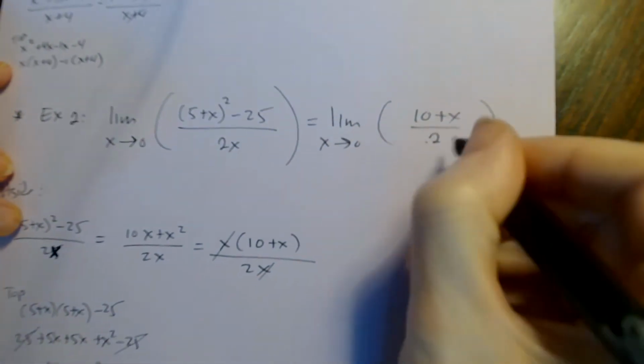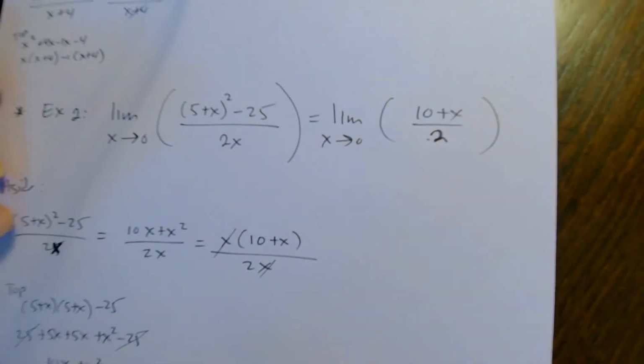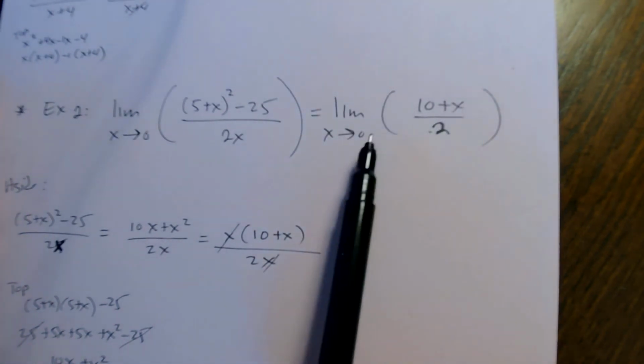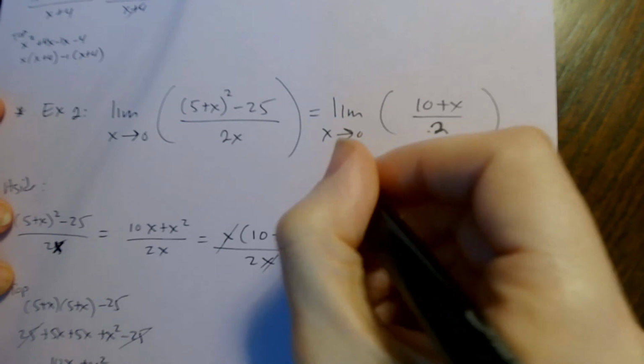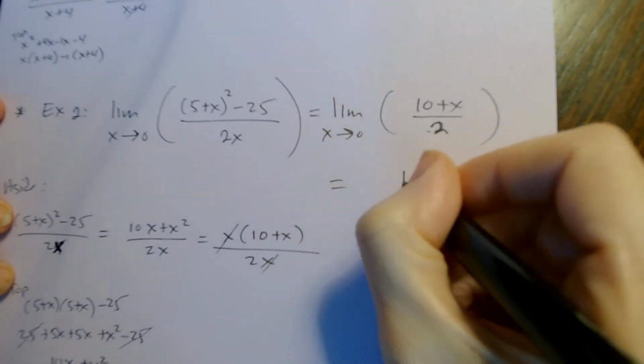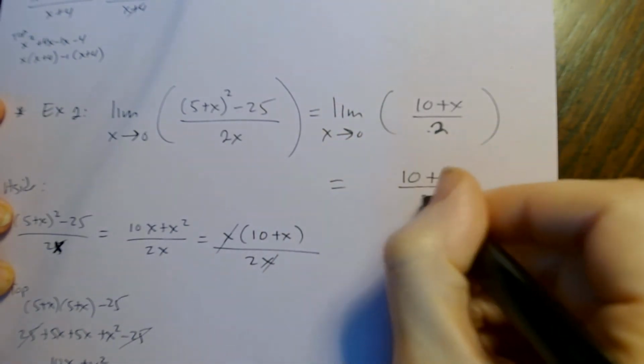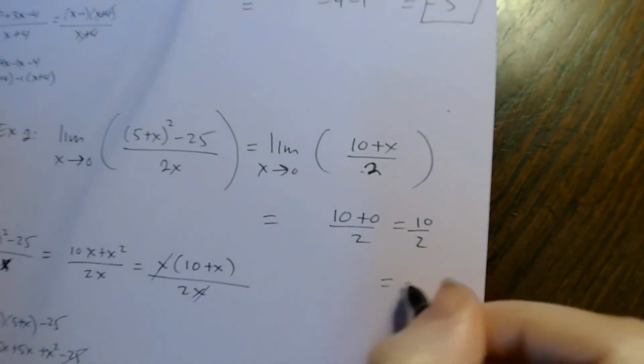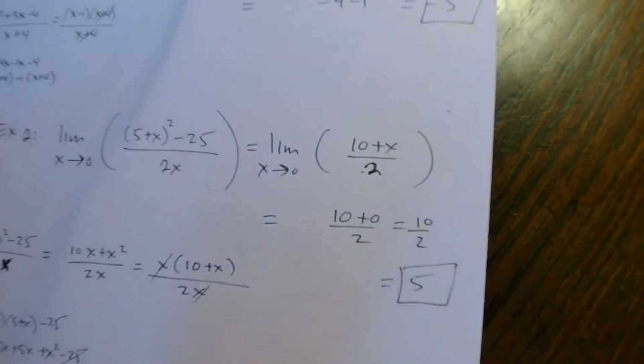Whoops, I just hit the camera. And then you try to direct substitute again. And this time it's going to work. So when I direct substitute, I get 10 plus 0 over 2. That's 10 over 2. And that is 5.